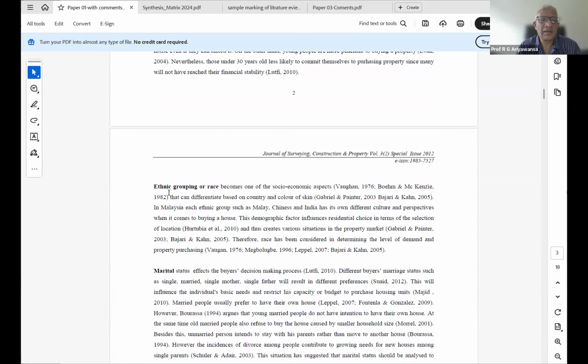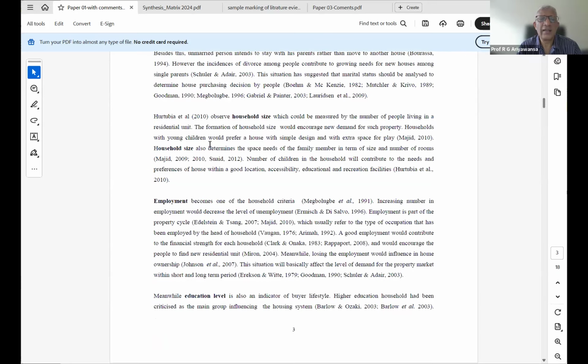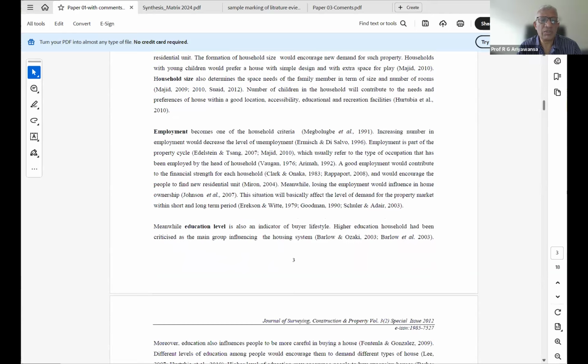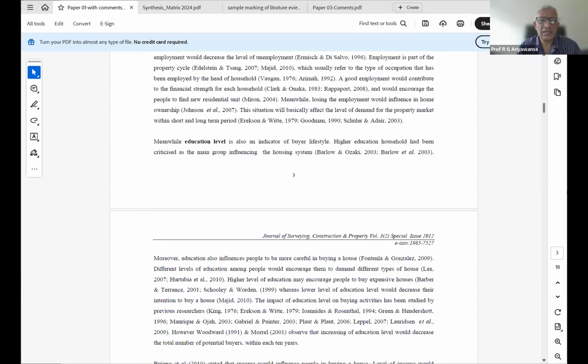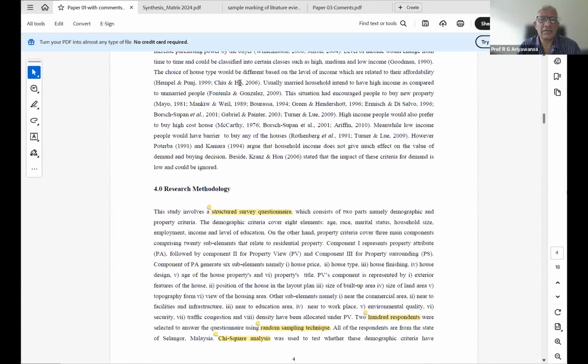And another one, ethnic group or race, another one. So the marital status and household size, employment. So further discussion about the main demographic criteria taken for this particular study, right?